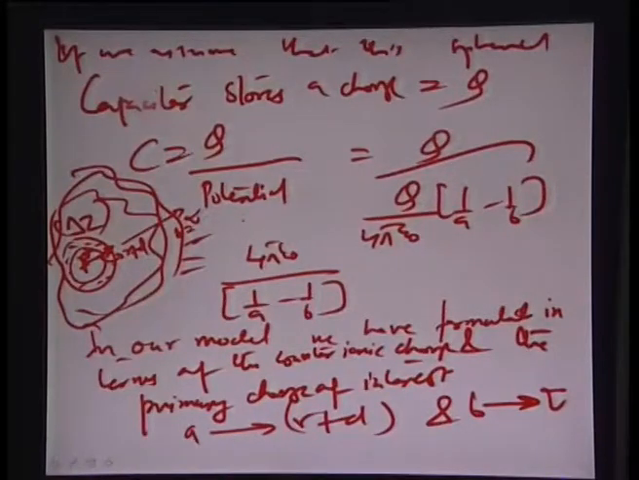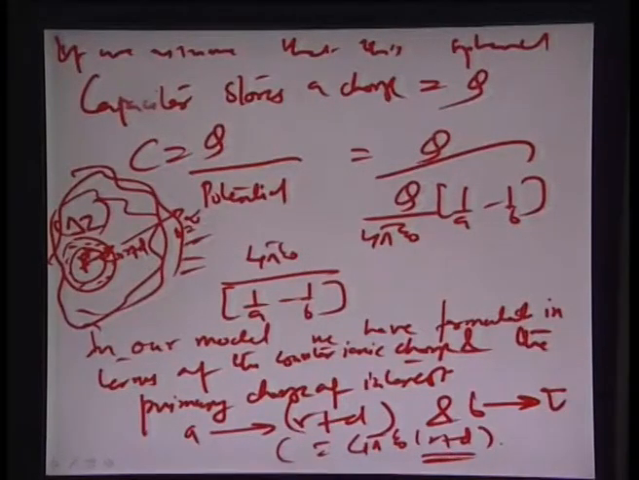So if we put these two values in this equation, we get the capacitance C as essentially 4 pi epsilon naught times r plus d, the value for A.